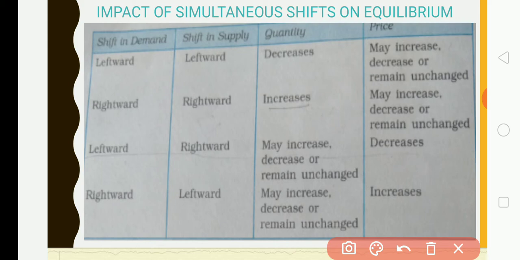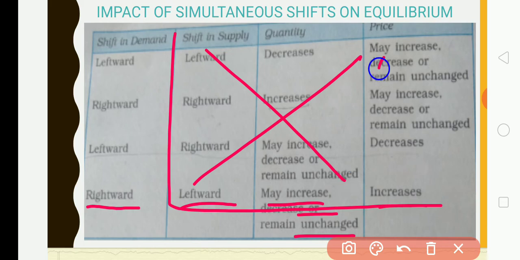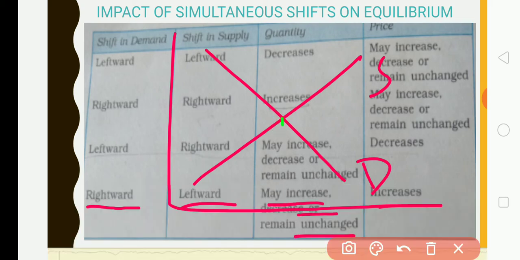Now the fourth one is the demand curve shifting rightward and the supply curve shifting leftward. Okay, in this situation the quantity may increase or decrease or remain unchanged. The price will increase. Now we'll see with the help of a diagram. So this is the supply curve, this is the demand curve. This is the point of equilibrium, this is the price and this is the quantity.